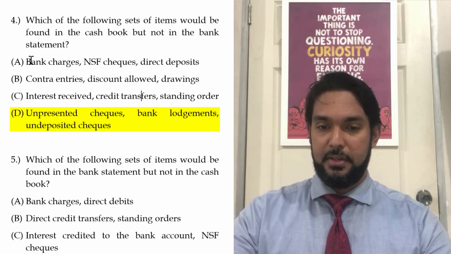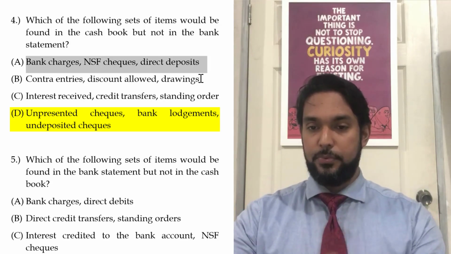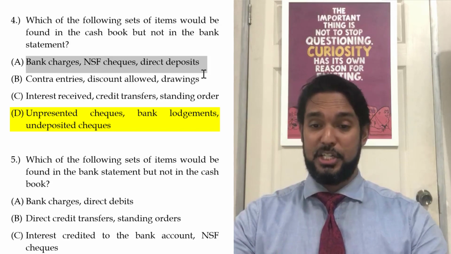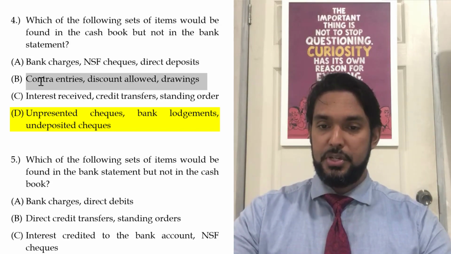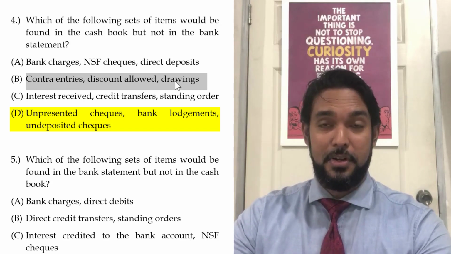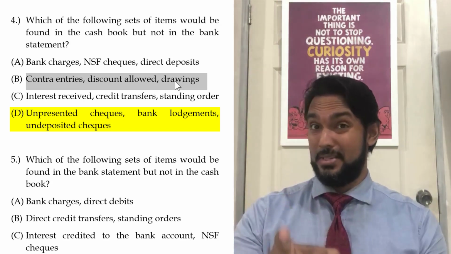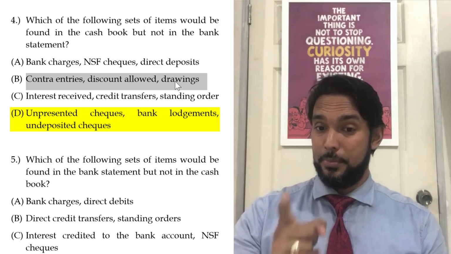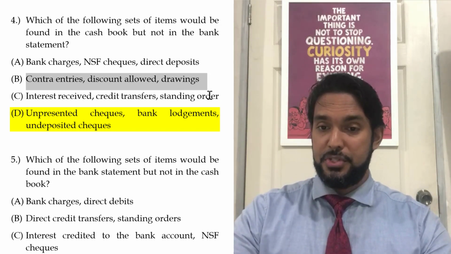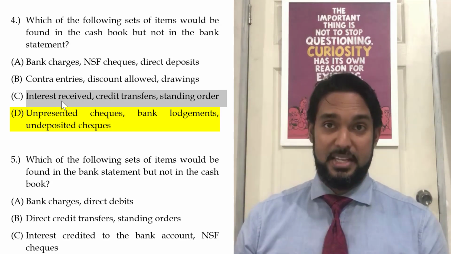Everything else here, bank charges, Nsf checks, direct deposits, all that stuff would be in the bank statement, but not in the cash book. Contra entries, discount allowed, drawings, now those things would be in the cash book. And you might think, oh, well, that's cash book stuff, so it's not in the bank statement. That might not necessarily be correct. So be careful. Interest received, credit transfers, standing orders, those things will be in the bank statement.